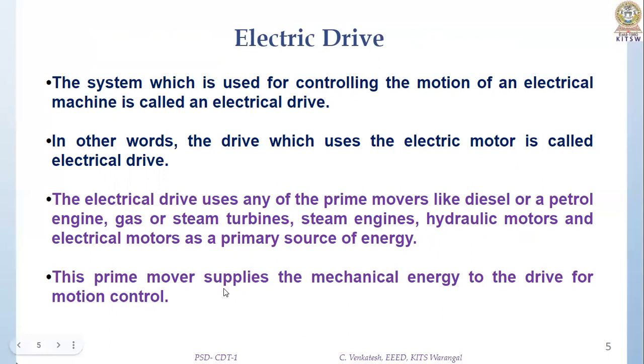So this prime mover supplies the mechanical energy to the drive for motion control. So that is what you are trying to do. The purpose of electrical drive study is this: there is an electrical motor which has its own characteristics, VI characteristics, no load characteristics, and that is connected to a particular load. This load is expecting some different requirements: sudden start, slow, reverse rotation. These types of operations should be met through this motor.